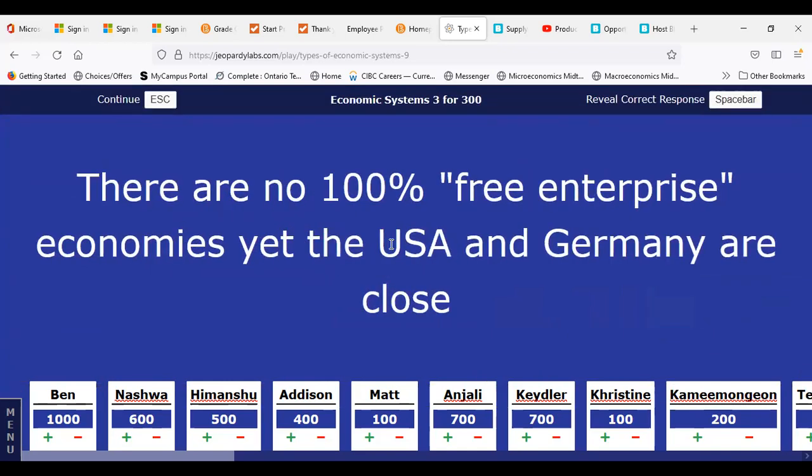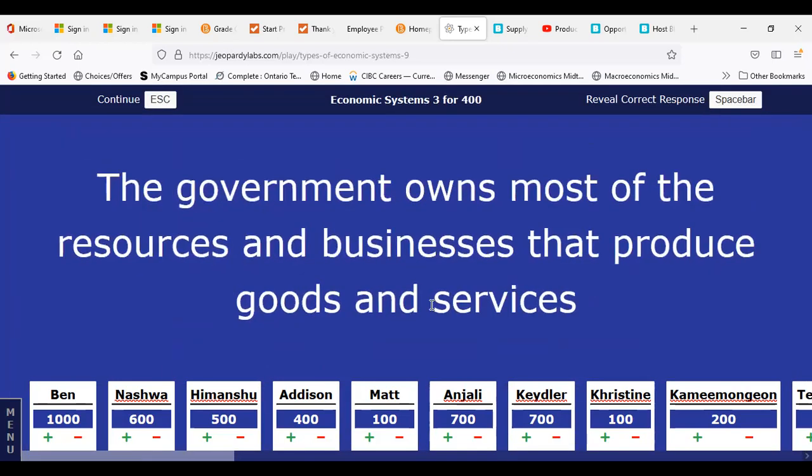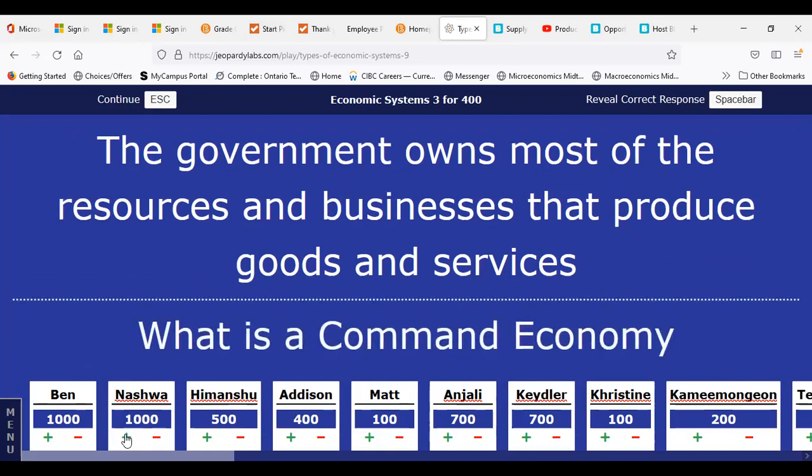And then there are no 100% free enterprise economies yet. The USA and Germany are close. What's it called? What's their economies called? Market economy. And then the government owns most of the resources and businesses that produce goods and services. What's that called? Command. Good job.